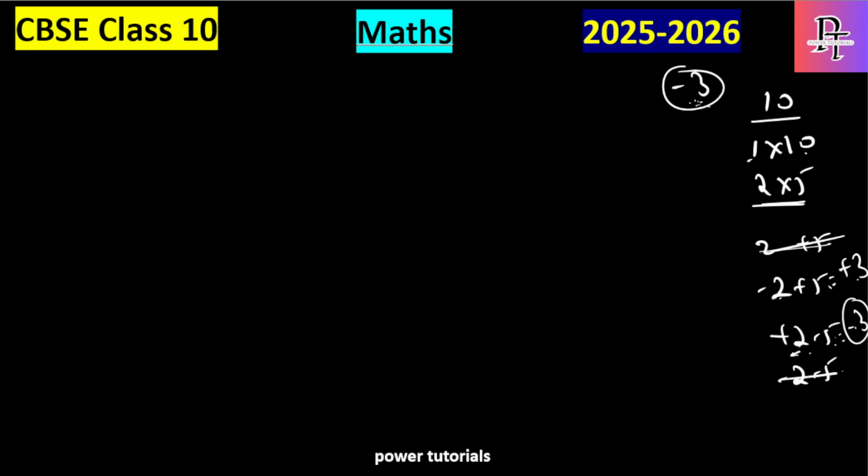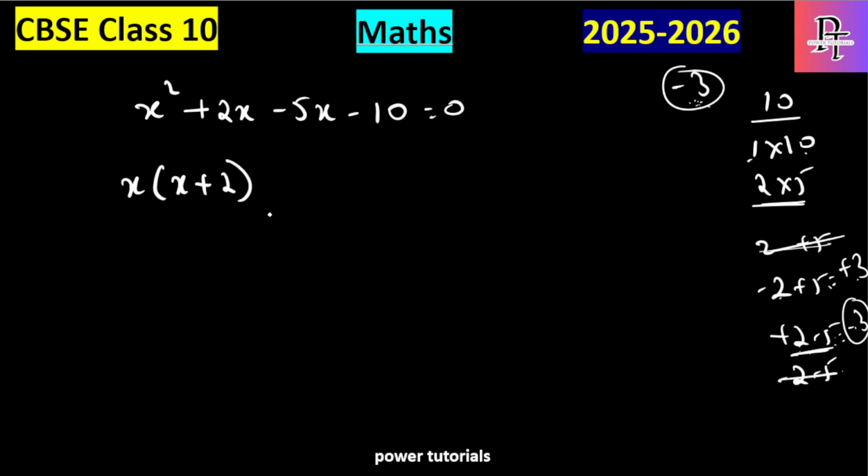So hence we need to write the middle term such that it is in the form of plus 2 and minus 5. So this way I can write the first equation as x square plus 2x minus 5x minus 10 is equal to 0. Now we need to just take common of the first two. x is common, so x plus 2.